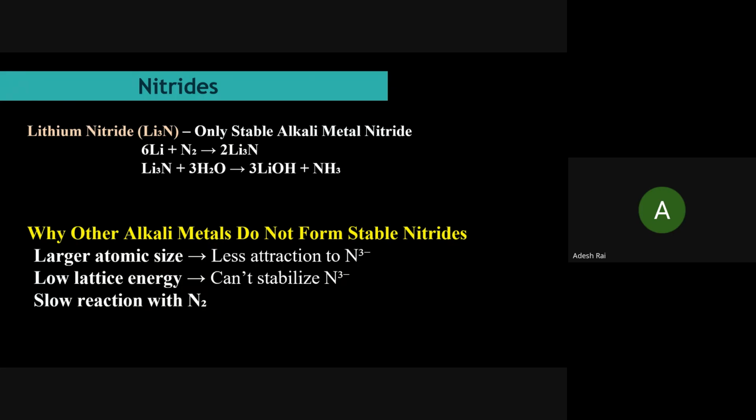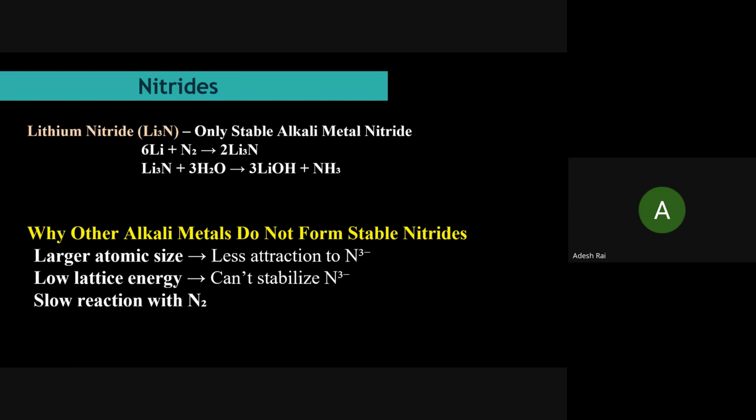Why do other alkali metals not form stable nitride? The reason is that other alkali metals are larger in atomic size, therefore there is less attraction to the nitride ion, not azide. Azide is different: N3 minus is azide, this is N minus 3. Therefore, low lattice energy. Lithium has the highest lattice energy, but for the others the lattice energy is low, and therefore they can't stabilize this nitride ion.